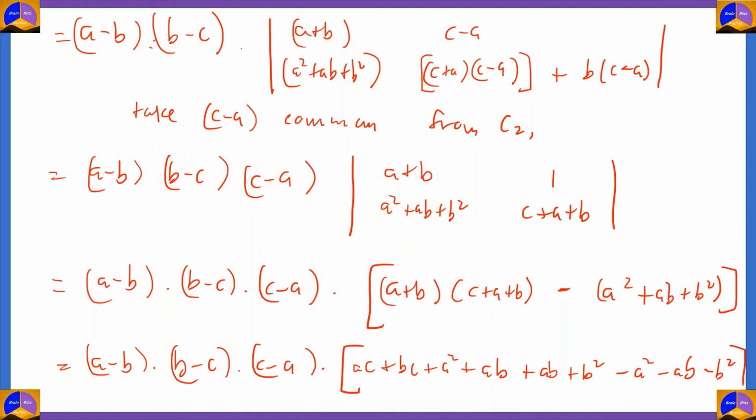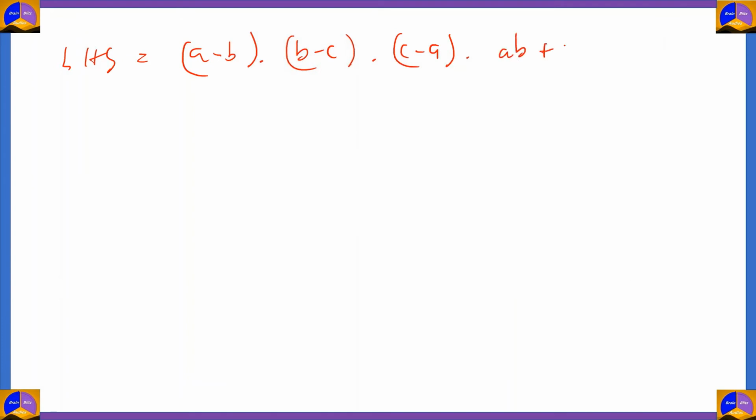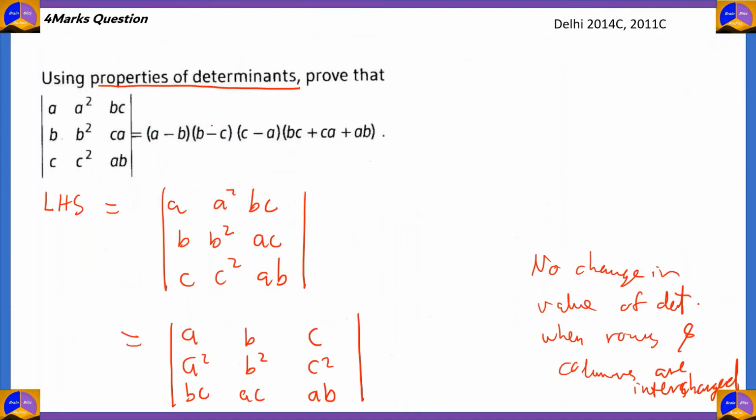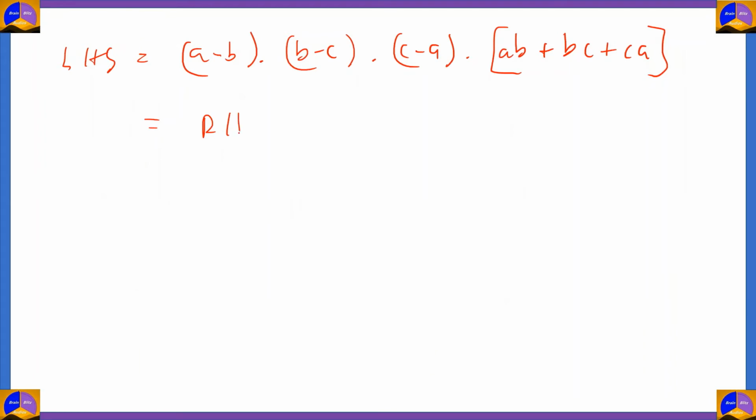So over here, we can cancel an a square, we can cancel an ab, and also a b square. So finally, what we have left, the LHS, will be equal to a minus b times b minus c times c minus a times ab plus bc plus ca, which, according to our question, is equal to the RHS. Hence proved. So there is the solution to our question.